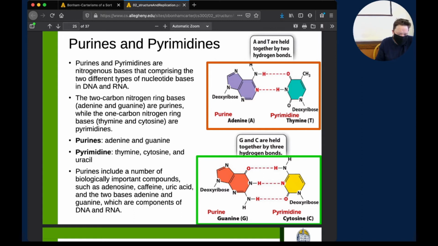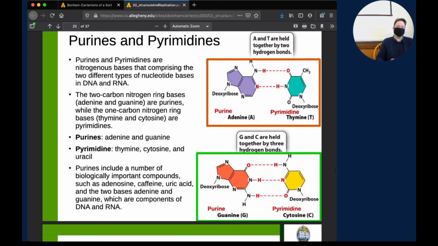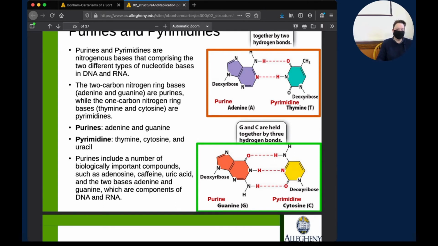What I wanted to say is that if you look at the box here, the orange box, you'll see that's A and T. The double bond for AT can be explained by how the molecules look. There's no other way to connect these things together such that you get 3 bonds. And so that's how you know that A's and T's only have 2 bonds.